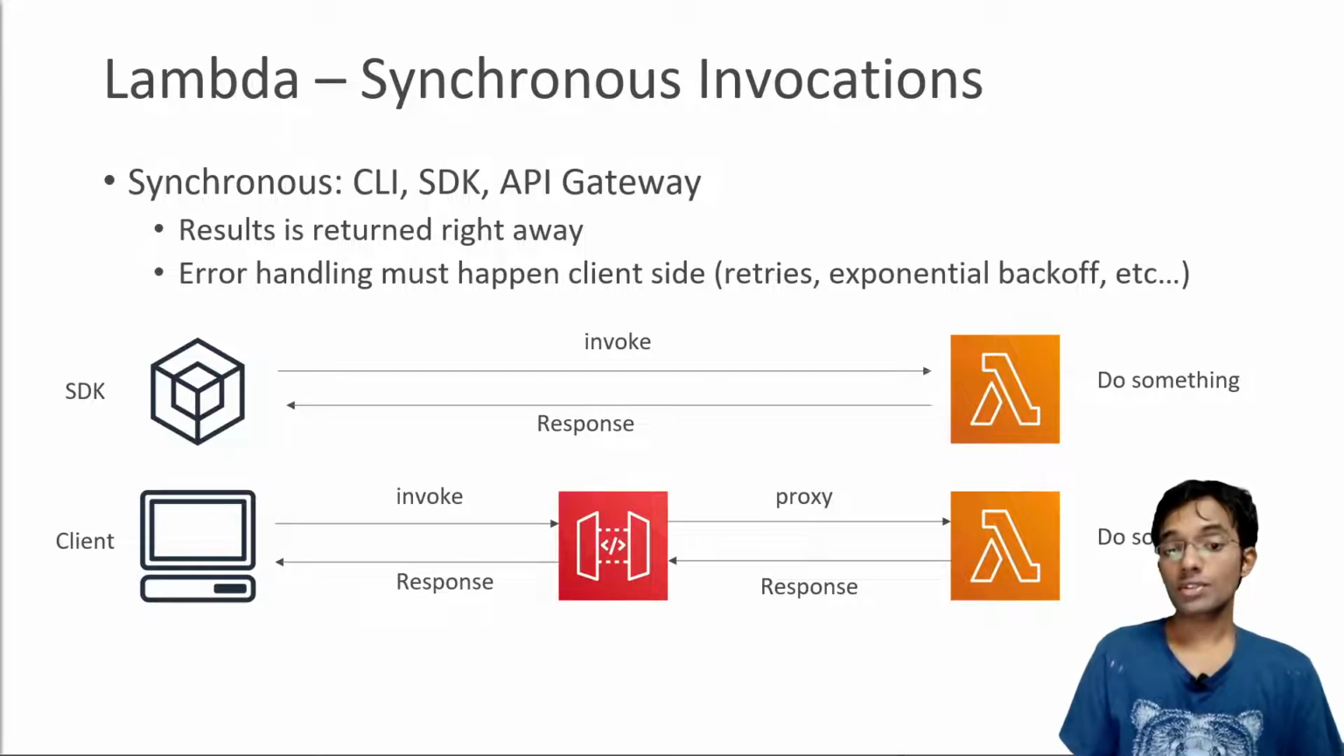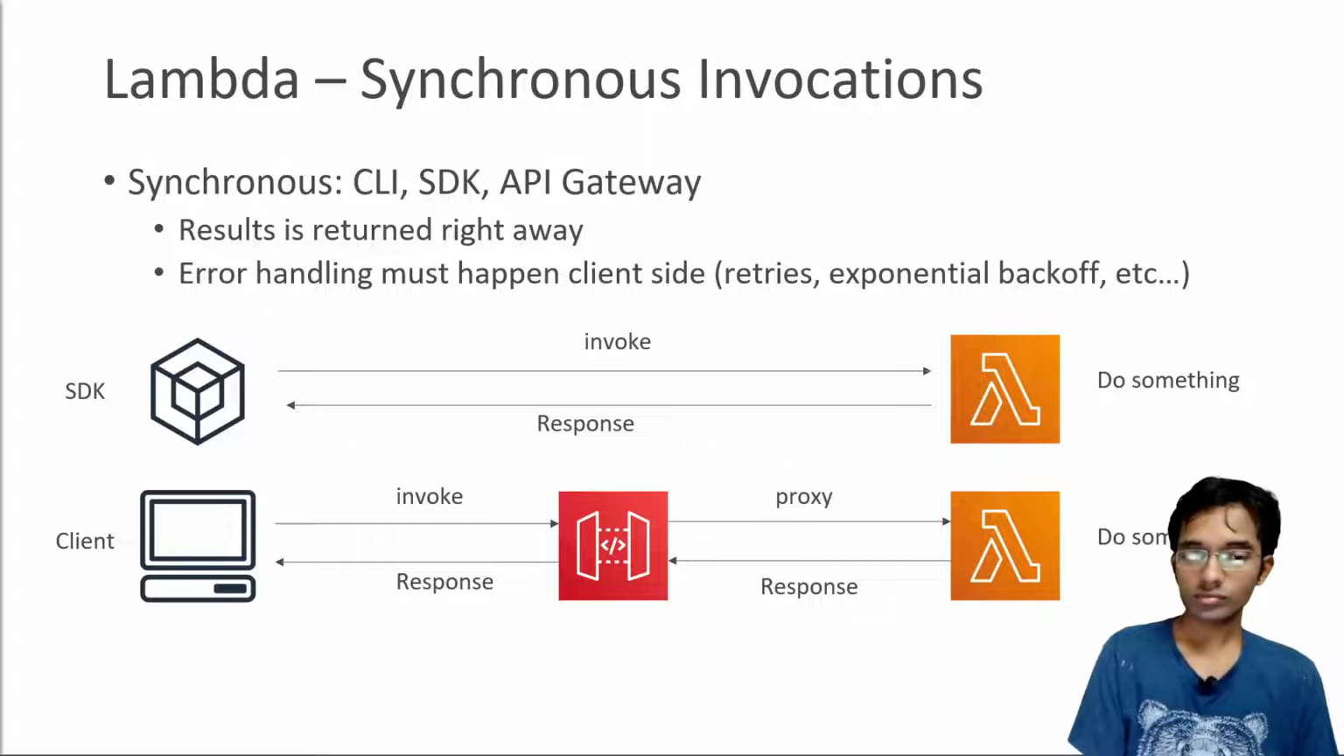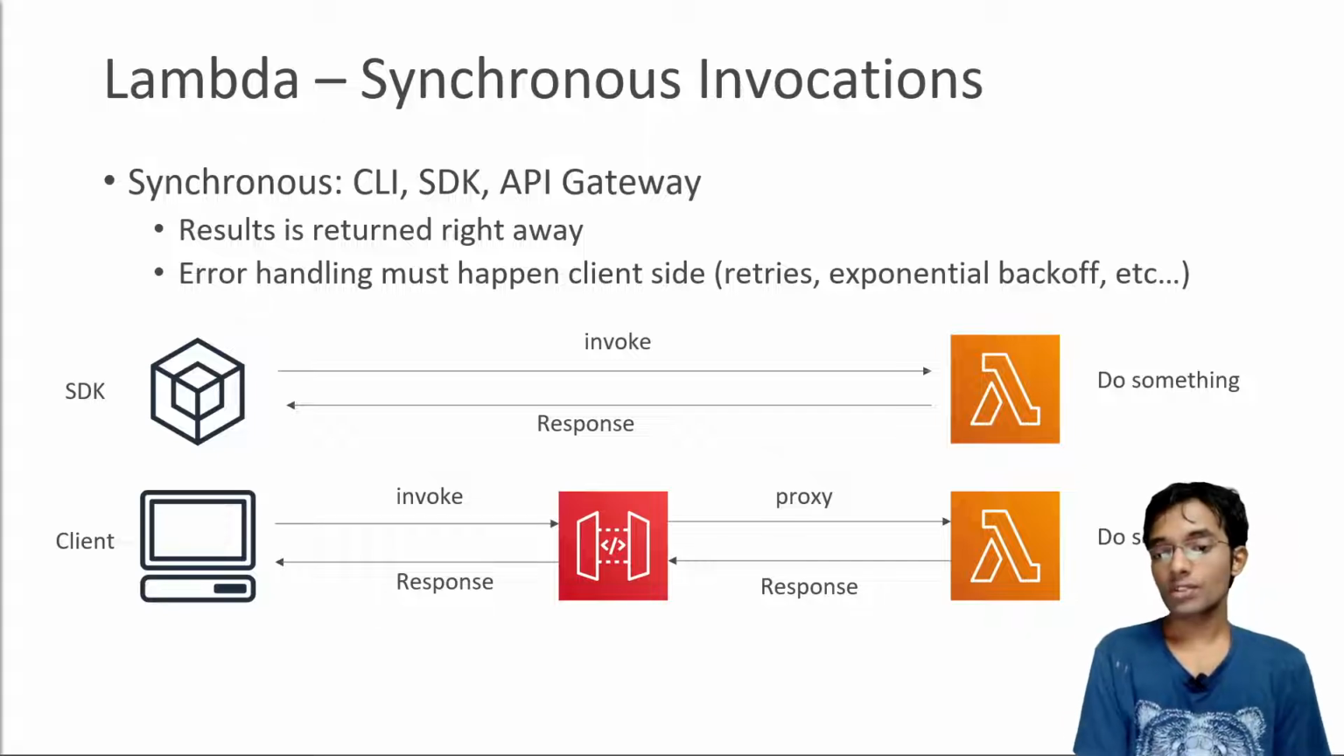Now let's get into more details for Lambda. Lambda has three kinds of invocations: synchronous invocations, asynchronous invocations, and the third one, which we'll be seeing further on, is event source mapping. We'll be starting with the synchronous invocation.